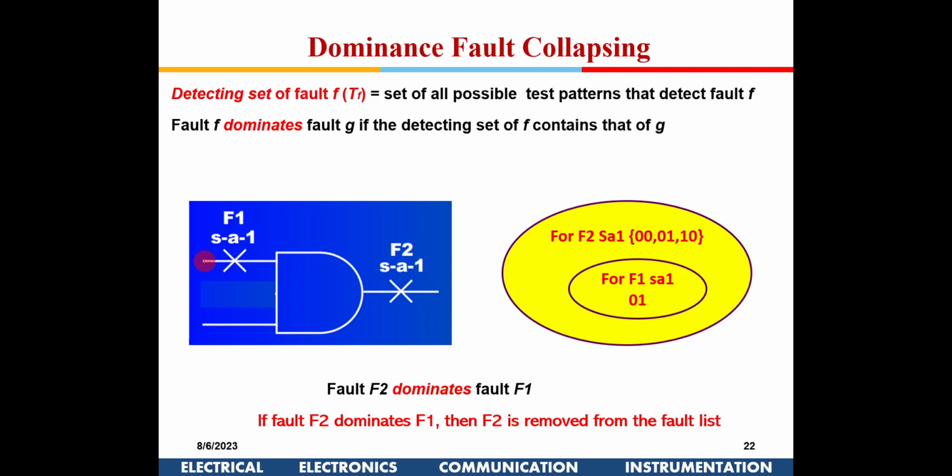I have to give a 0 here, and still if I am getting a 1 here, that means there is a fault. So this 0 1 is part of this, right? 0 1 is here, 0 1 is here, so I say f2 is dominating f1. That means as far as the test vector is concerned, this is a subset of this. So which fault should we actually try and find, f2 or f1?